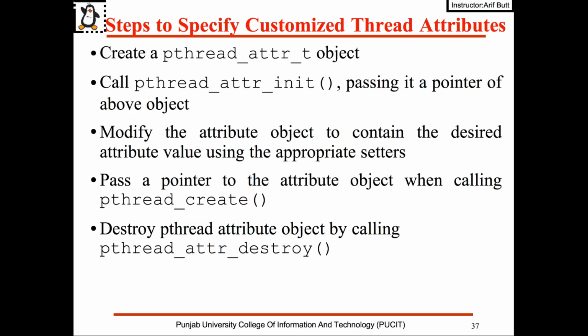And these are the 5 steps you need to follow whenever you want to customize the thread attributes. First of all, you need to create a pthread_attr_t object. You call the pthread_attr_init function on it to initialize the attribute object. You modify the attribute object by using the different setters. Then you pass the pointer of that attribute object to the pthread_create function, and finally you destroy that pthread attribute.